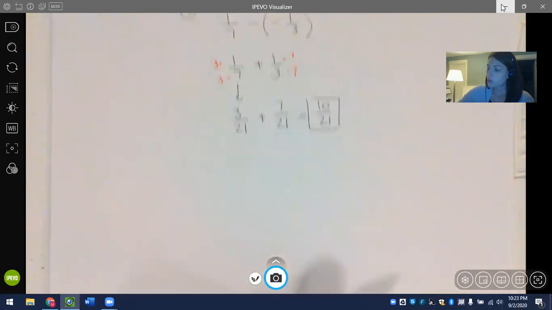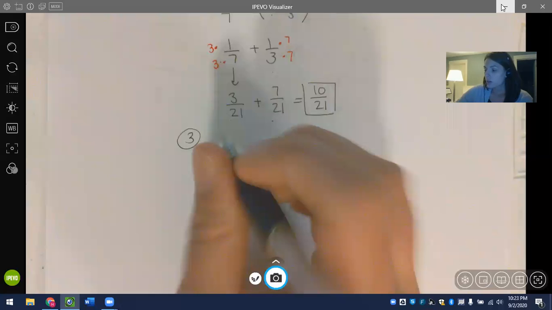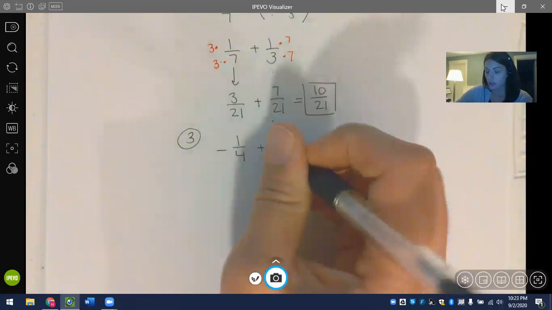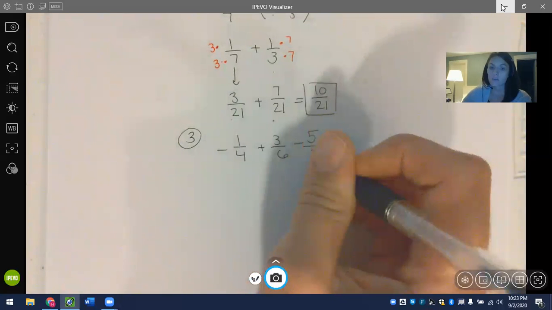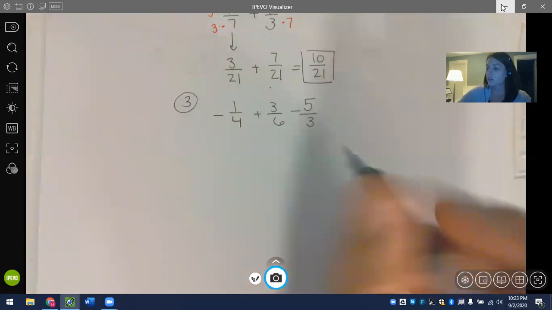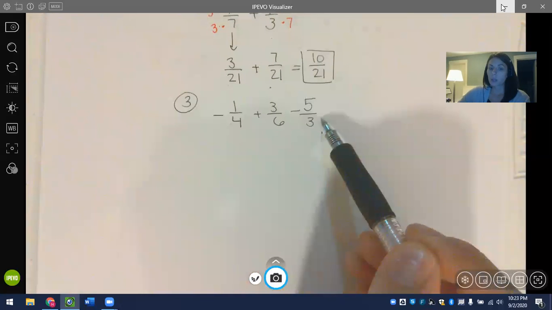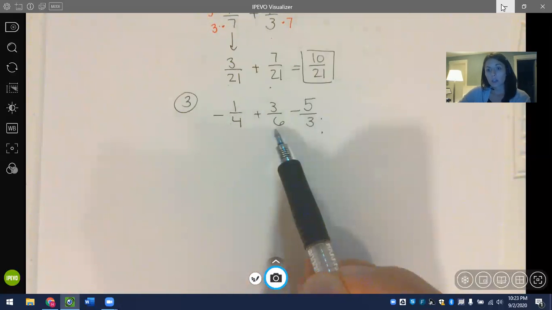Let's look at one more with addition, subtraction, and then I'll let you try a couple on your own. So I have negative 1/4 plus 3/6 subtract 5/3. Okay, so in this problem, I have 3 fractions that I want to add together. And in order to add them together, I need to get all of these denominators common. And so I'm thinking of common multiples of 4, 6, and 3.